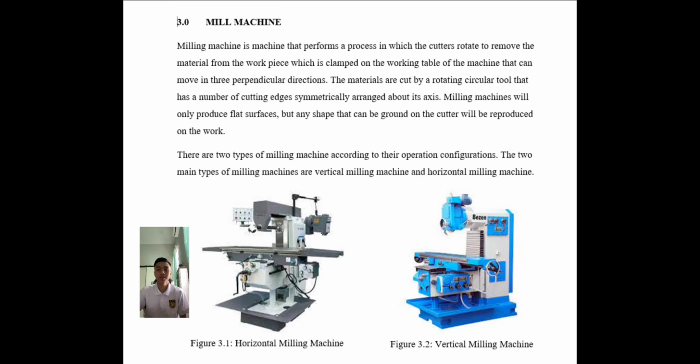Milling machine. A milling machine is a machine that performs a process in which the cutter rotates to remove the material from the workpiece, which is clamped on the working table of the machine that can move in three perpendicular directions. The material is cut by a rotating circular tool that has a number of cutting edges symmetrically arranged about its axis. A milling machine will only produce a flat surface, but any shape that can be ground on the cutter will be reproduced on the work. There are two types of milling machine according to their operation configuration. The two main types are the vertical milling machine and the horizontal milling machine.